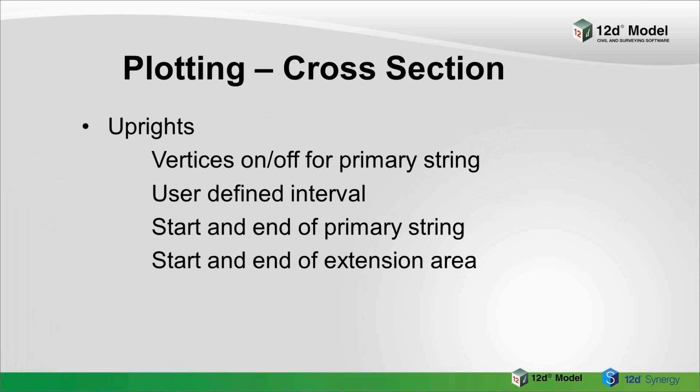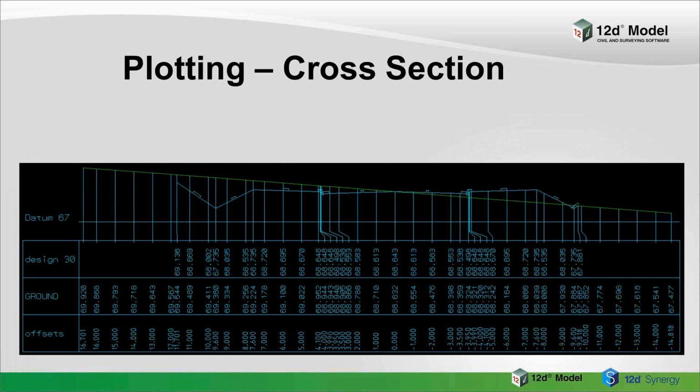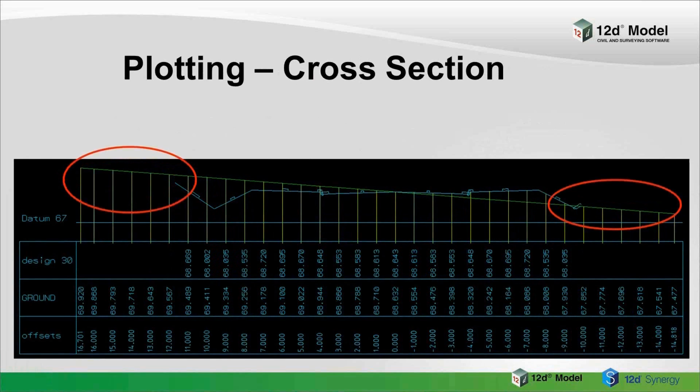We also can have the start and end of the extension area. And in the left and right extension areas, you can actually have your uprights now in that area. So, for example, here, you can see we've got uprights outside this area. There's no design value there because there is no design. And in that case, we've also got the vertex heights turned on. And all the other things you've got for controlling the vertex height still apply.